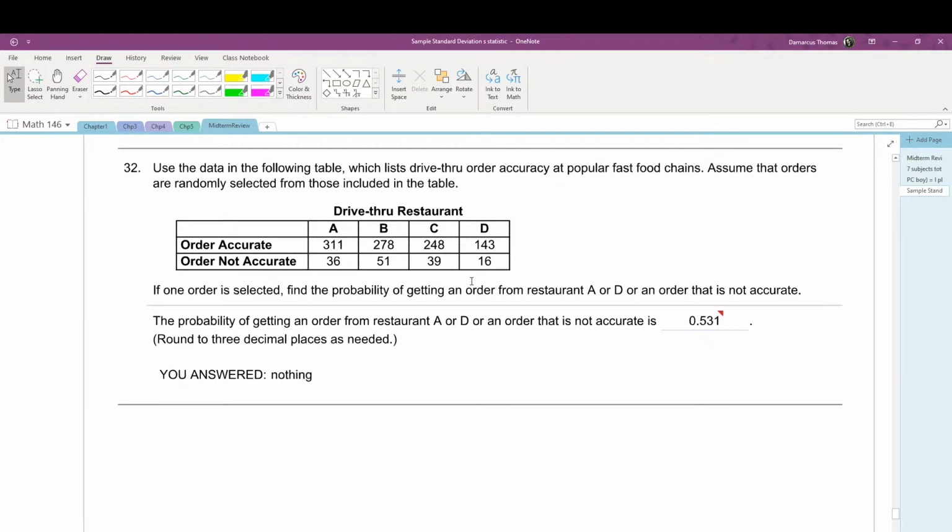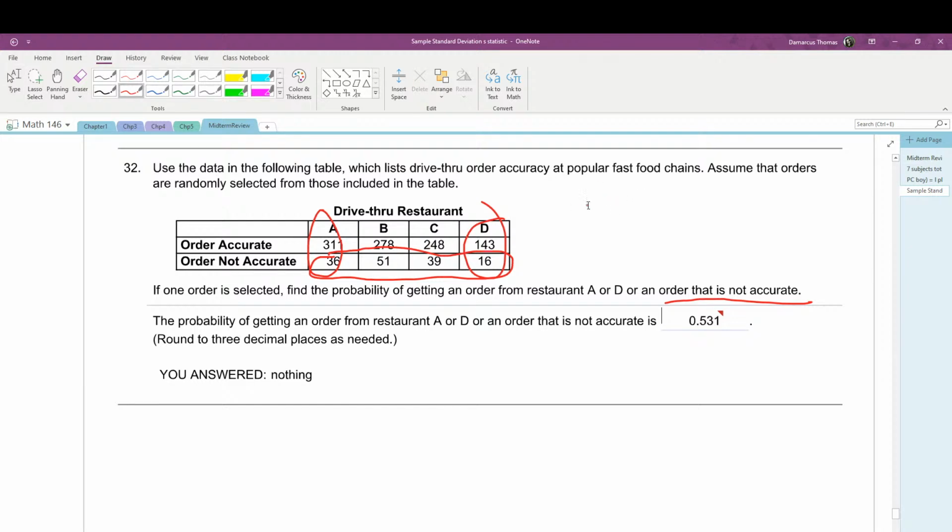Same type of problem. If an order is selected, find the probability of getting an order from restaurant A or D, or an order that is not accurate. So we have A or D. Those have nothing in common. Or an order that is not accurate. Well, that's from here. 36 and 16 is in this set. You don't want to count it twice.